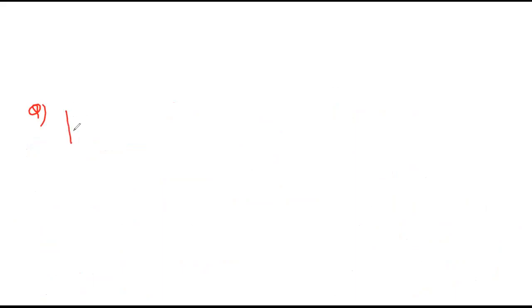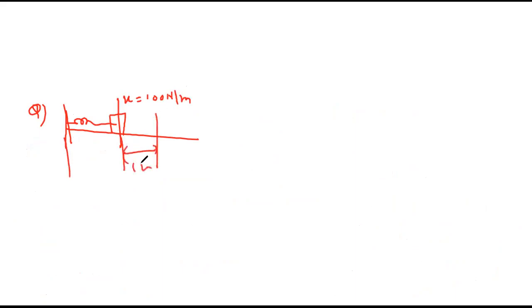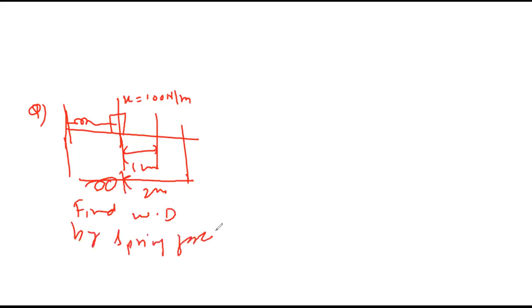This is a block connected to the spring having Ks 100 Newton per meter. Then it is stretched up to 1 meter and then up to 2 meter from the mean position. Find work done by spring force in stretching from x equals to 1 to x equals to 2.